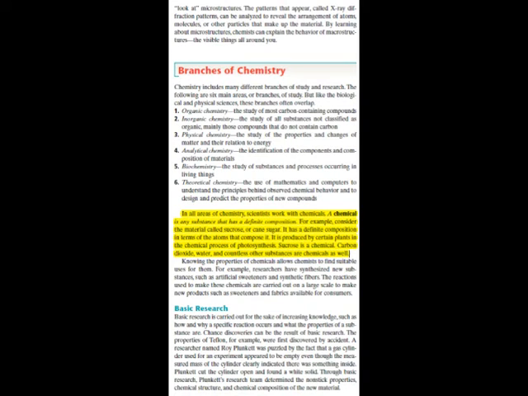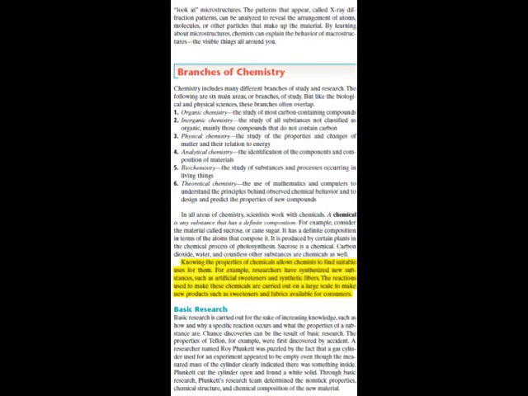In all areas of chemistry, scientists work with chemicals. A chemical is any substance that has a definite composition. For example, consider the material called sucrose or cane sugar. It has a definite composition in terms of the atoms that compose it. It is produced by certain plants, which use carbon dioxide and water in the chemical process of photosynthesis. Sucrose is a chemical. Carbon dioxide, water, and countless other substances are chemicals as well.